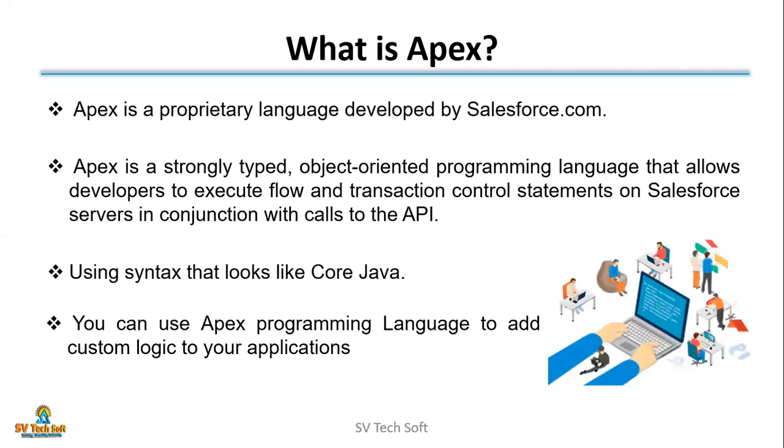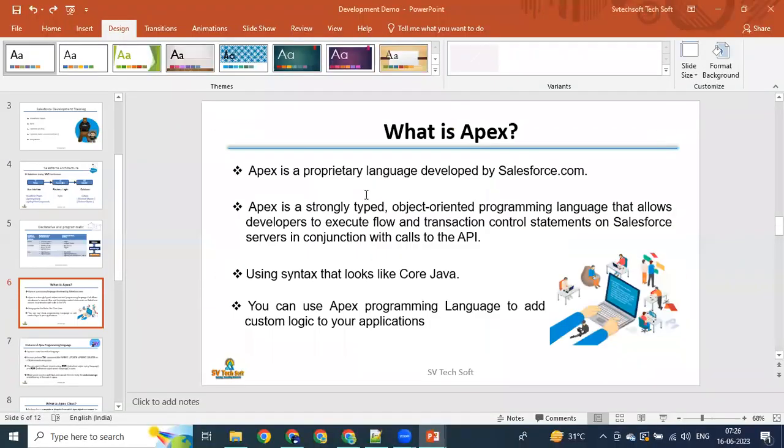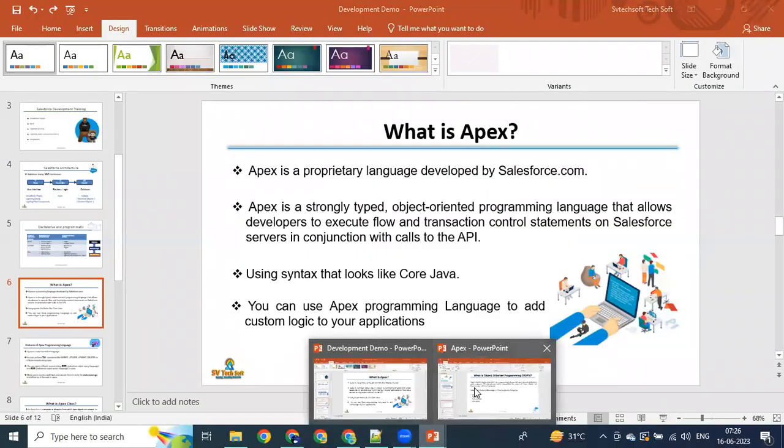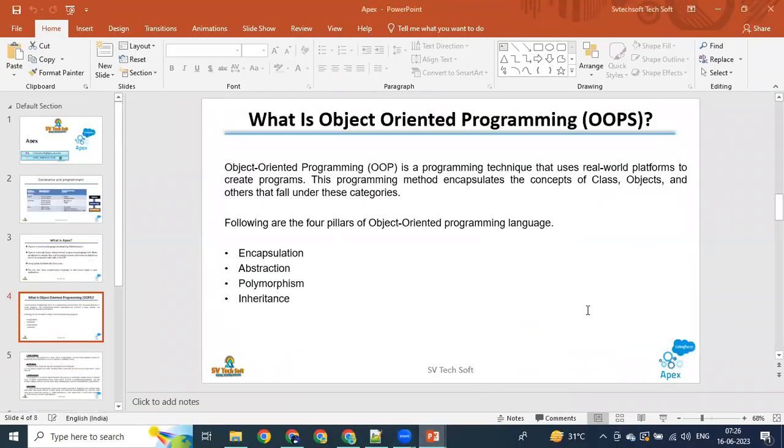Okay. You can use the Apex programming language to add custom logic to your application. So if you want to add any custom logic, you can do that by using Apex. First of all, we will see that Apex is a strongly typed, object-oriented programming language. What is the meaning of object-oriented programming language?